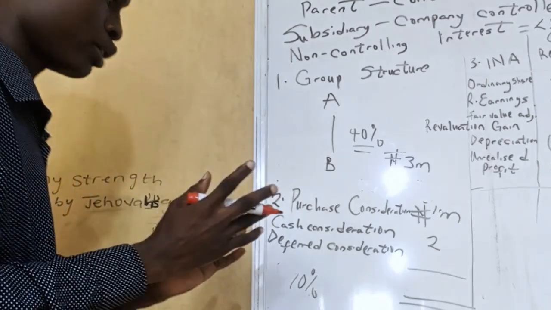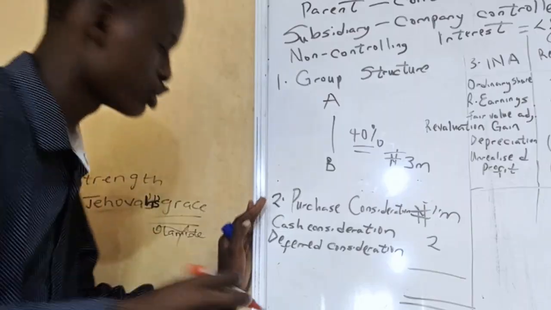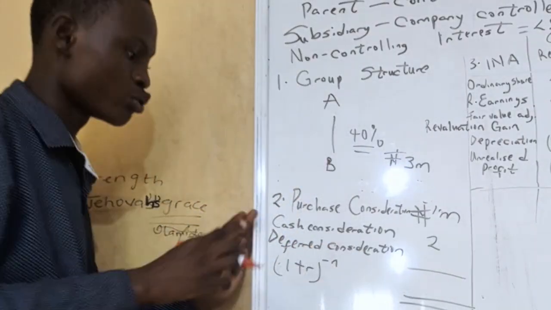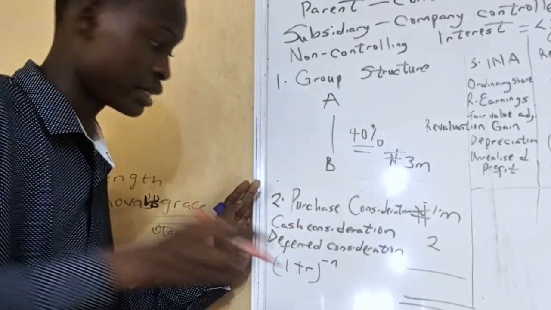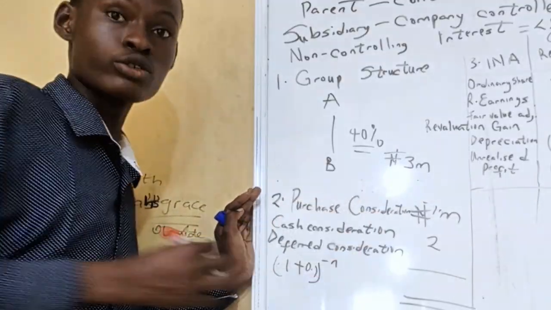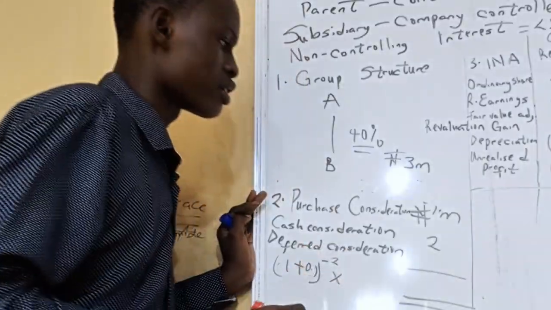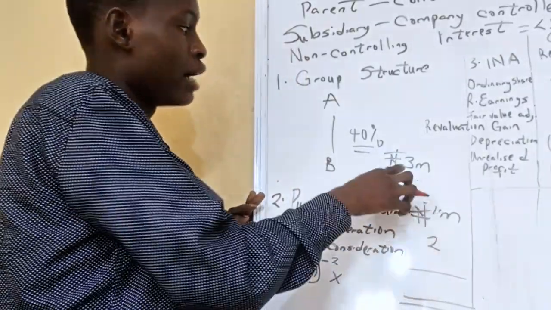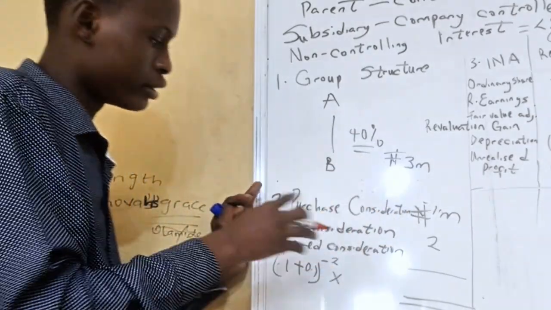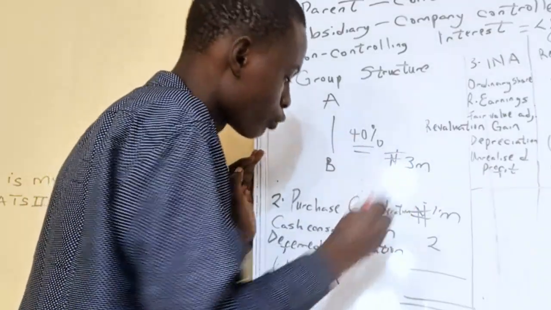So you have to do a calculation on this deferred consideration and use the discounting factor approach, which is 1 plus r raised to the power minus n. In this case, since r is 10%, it is 0.1, and n is 2 years, so raised to the power minus 2. Since they've already paid cash of 2 million and the total amount was 3 million, the deferred consideration, the amount they are supposed to pay in the next 2 years, should be 1 million.